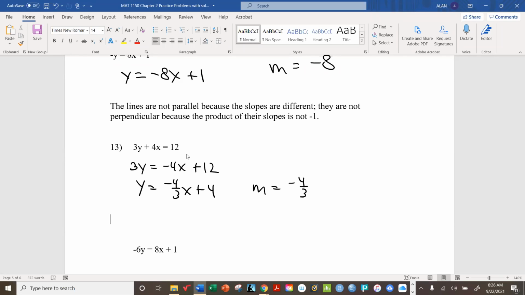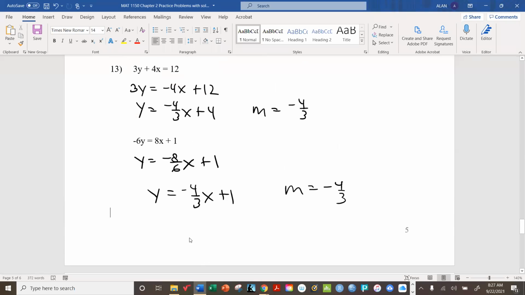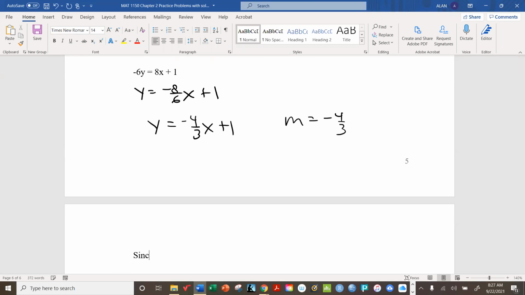And then for this here, I'll do the same thing. Oh, actually, this one is already set up, all I have to do is divide by that -6. And you notice if I reduce that, the slope is -4/3. Well, here we go. You can see they both have the same slope. Since these lines have the same slope, they are parallel.